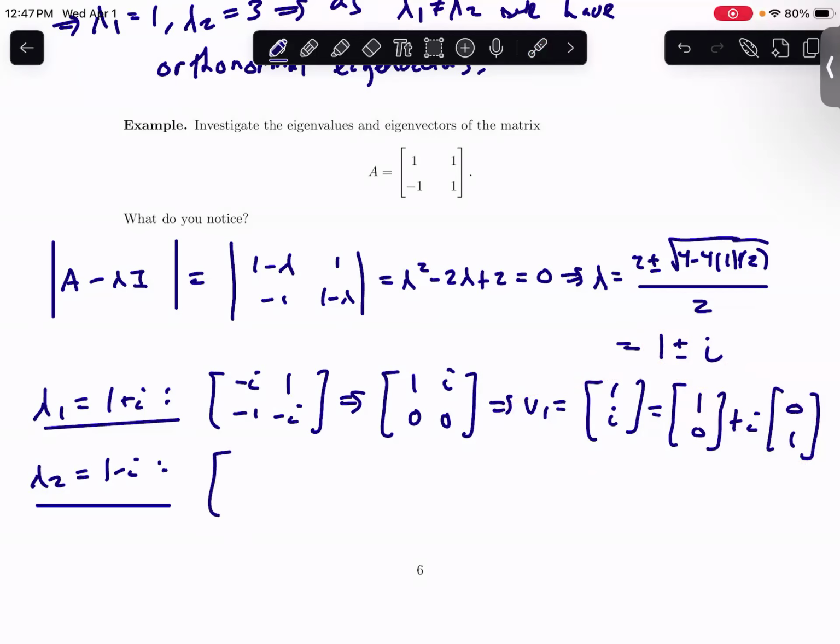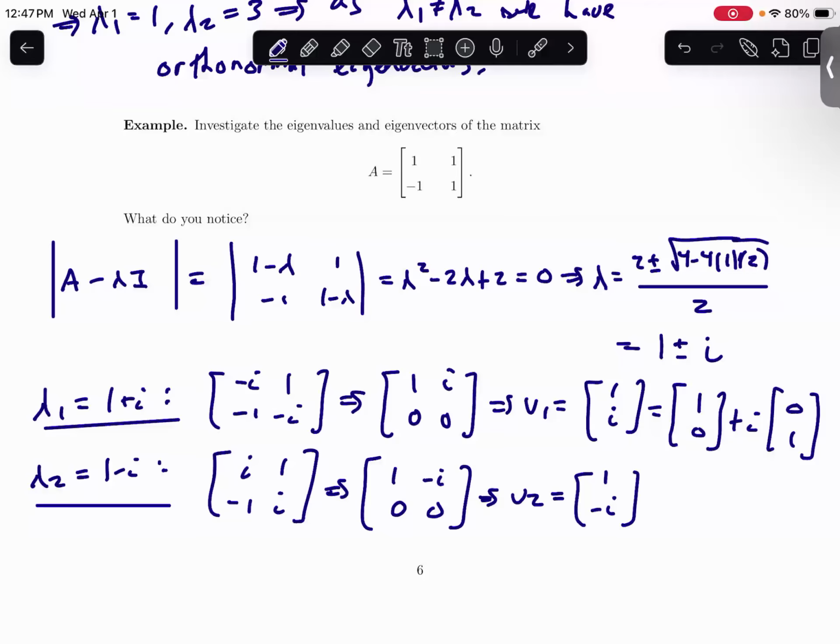The other observation is that if we have i, 1, minus 1, i, this is what you get when you plug in i minus 1 for lambda here. If you row reduce, you can eventually write this out as 1, minus i, and then 0, 0, which eventually gives you an eigenvector of the form 1, minus i. You can write this as 1, 0, and then minus i times 0, 1.